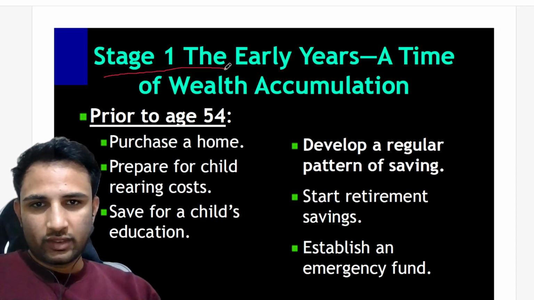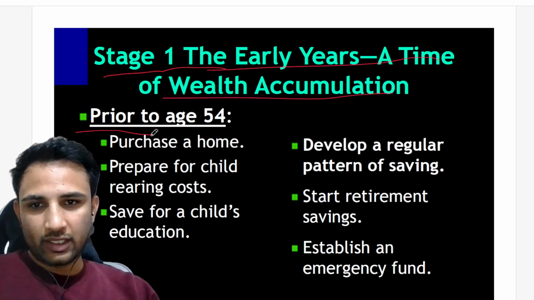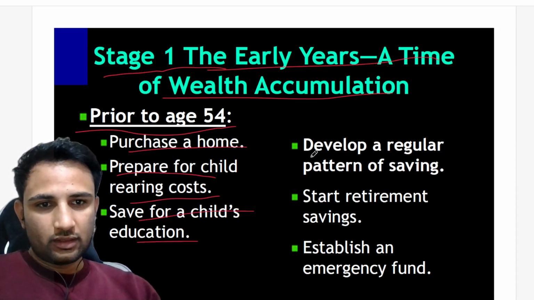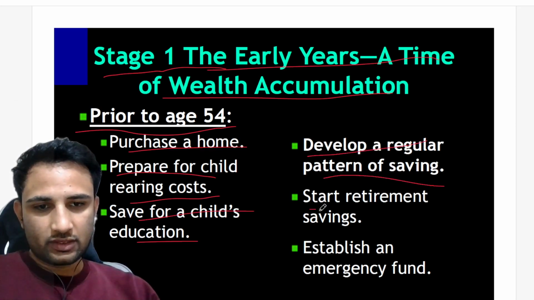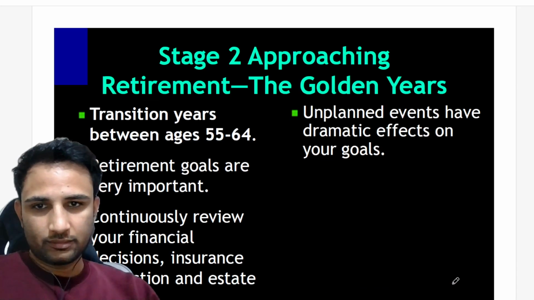Then we have stage one, which is the early years, a time of wealth accumulation. Prior to age 54, you should purchase a home, prepare for child-rearing costs, and save for a child's education. You should also develop a regular pattern of saving, start retirement savings, and establish an emergency fund.